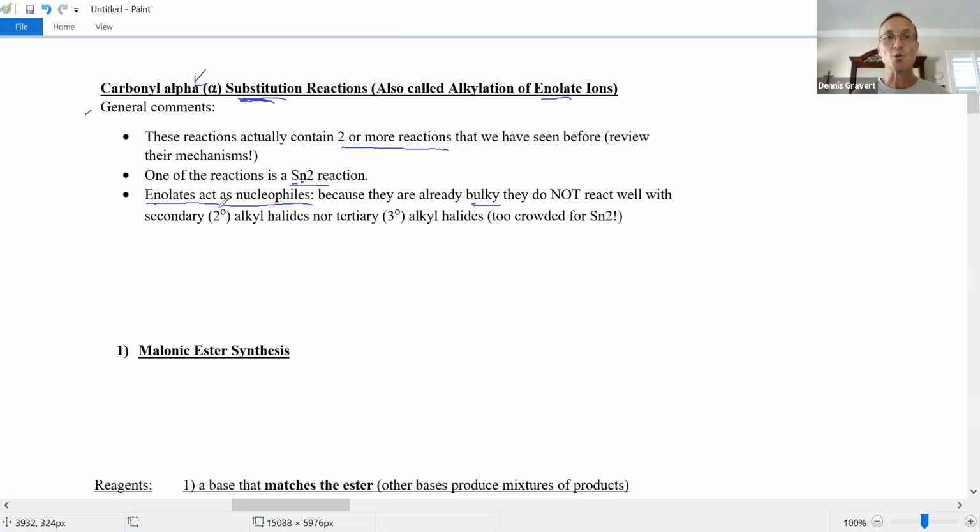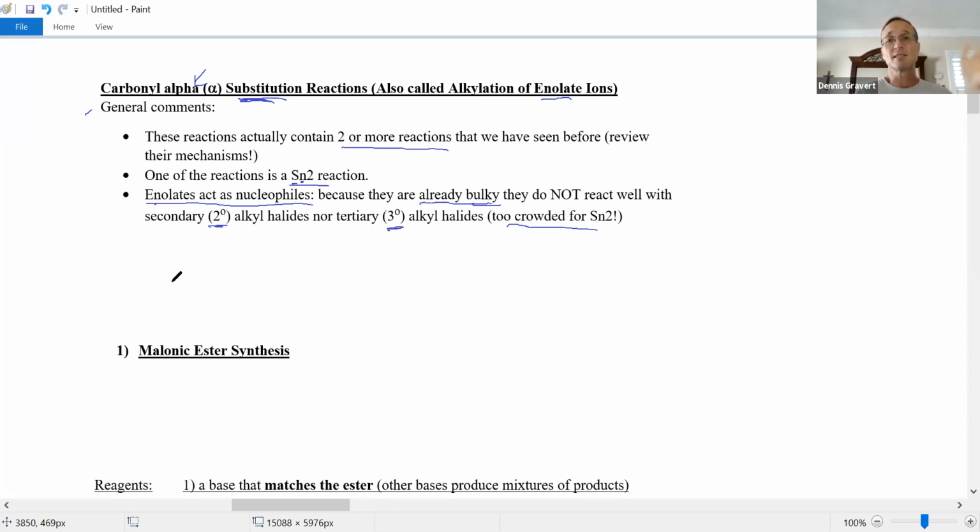Cool. Ooh, but here's a good point to remember. What do we remember about Sn2? They react with primary, secondary, and tertiary halides? No. Sn2 doesn't like crowding, so it doesn't work for tertiary halides. Well, these enolates are going to be bulky already, so they're going to be so crowded that even secondary halides don't work very well. So that's something that you need to keep in mind.